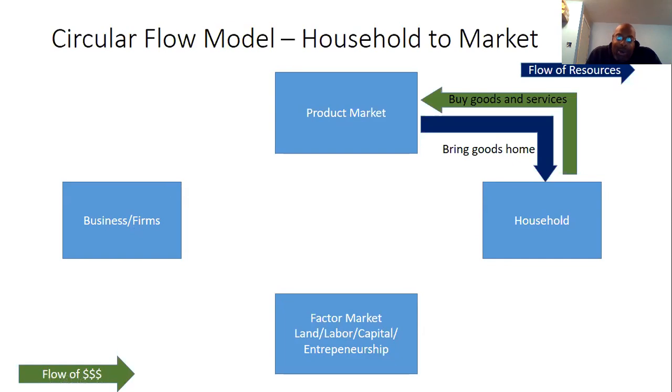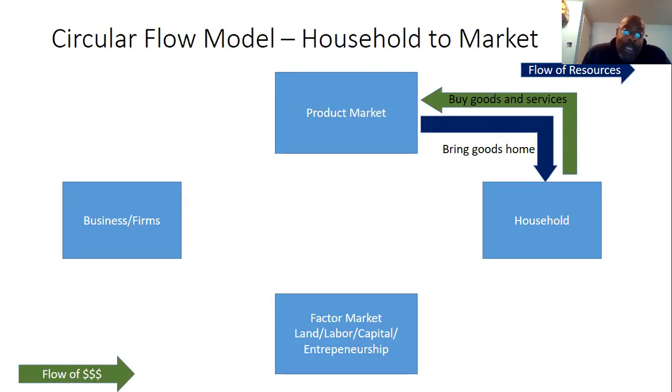So let's start with the household. What you'll notice is that where the money is, it's in green. And what happens to the product or the resource is in blue. So the flow of resources is in blue, the flow of money is in green. The average consumer, we'll refer to them as the household, goes to the product market and buys whatever it is they're in need of. When they purchase that product, they bring that good or service home. So if you need your car fixed, you go to the product market, pay somebody, they fix your car, you come home with a fixed car.